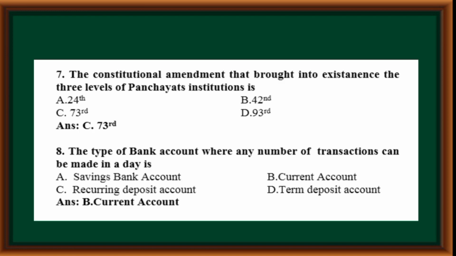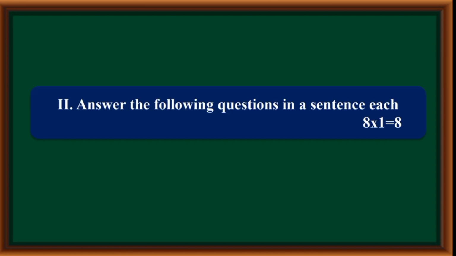The constitutional amendment that brought into existence the 3 levels of Panchayat institutions is 73rd. The type of bank account where any number of transactions can be made in a day is current account.